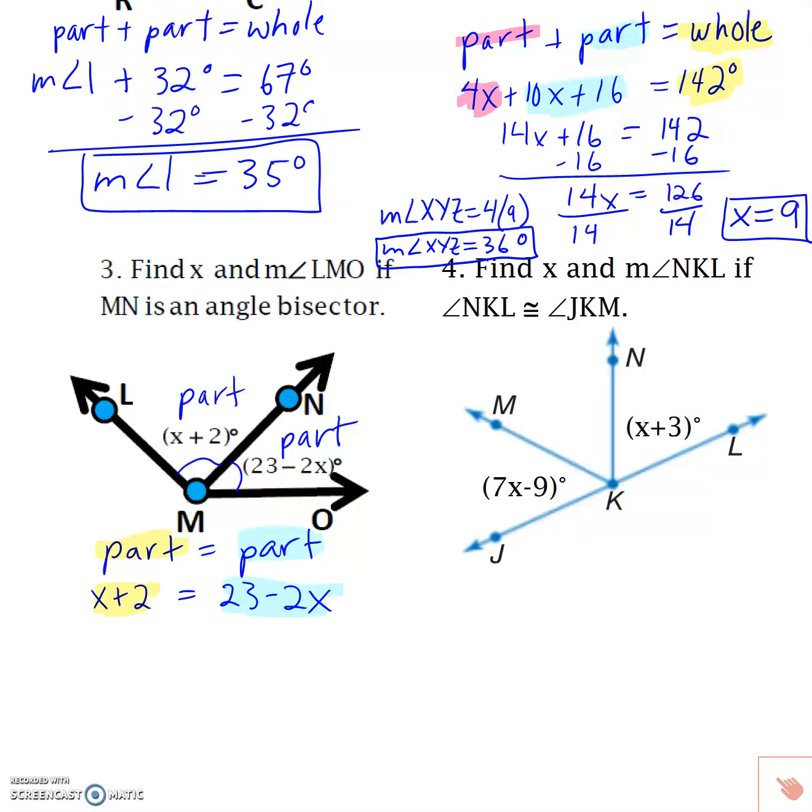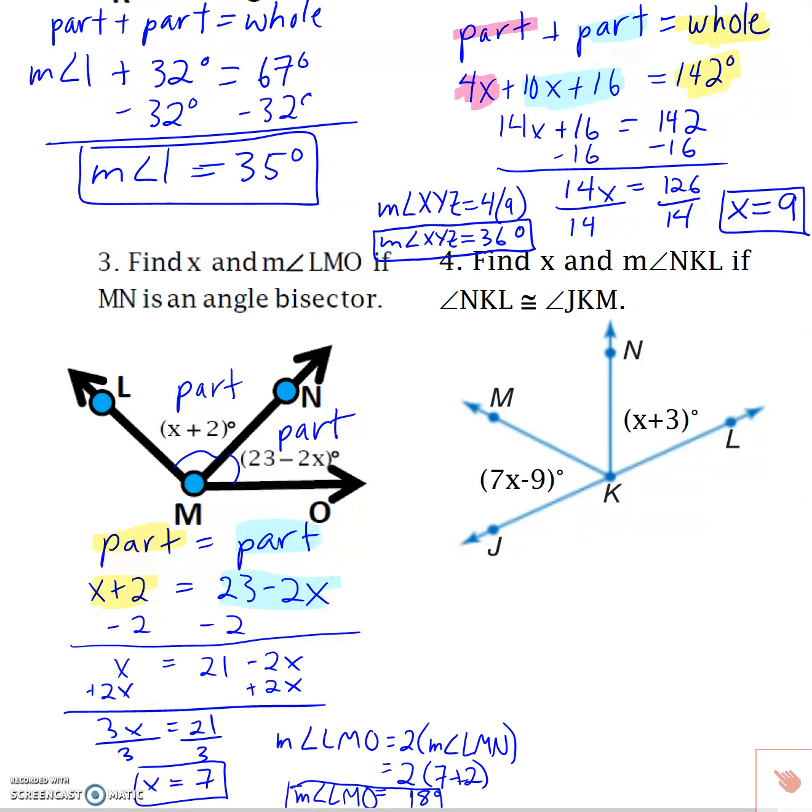All right, go ahead and set up those equations. Okay, you should have set it up like this. The first part, x plus 2 equals 23 minus 2x. So go ahead and pause the video and solve this. Okay, so if you solve that correctly, you should have gotten x equals 7, and the measure of LMO, which was the whole thing here, is 18 degrees. And I did that by finding one of the parts and multiplying it by 2. Since it's a bisector, they're equal, and we can do that.